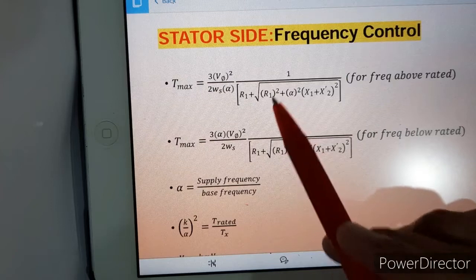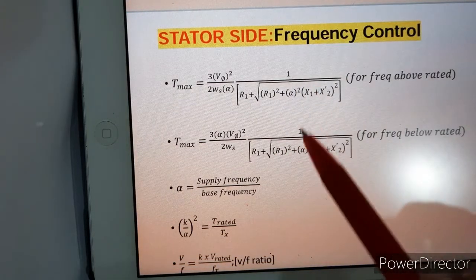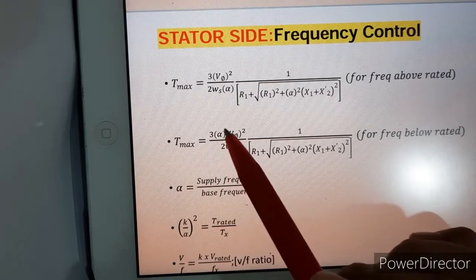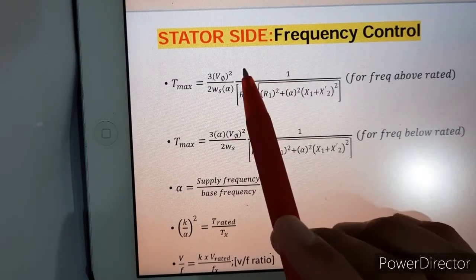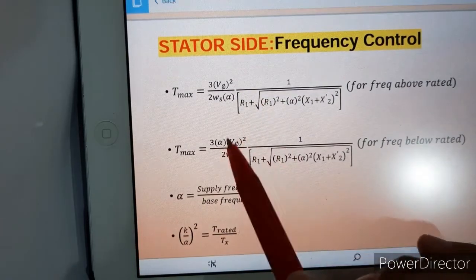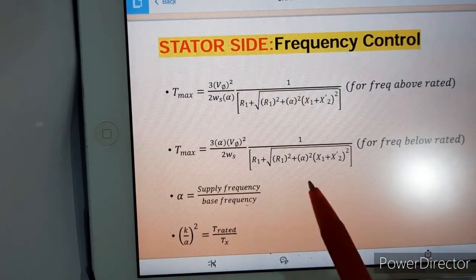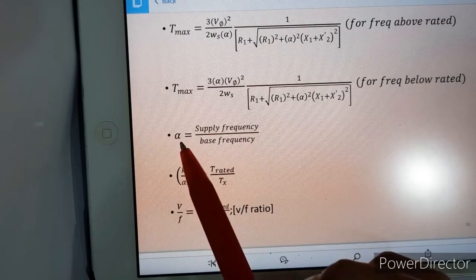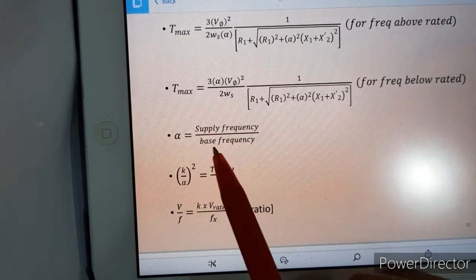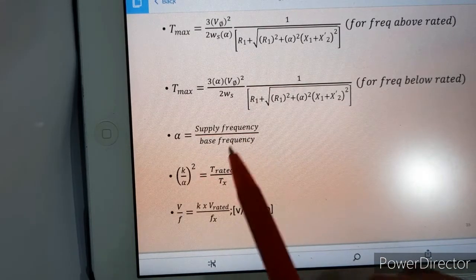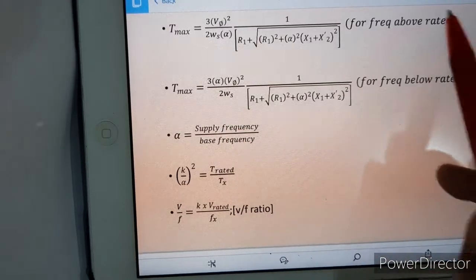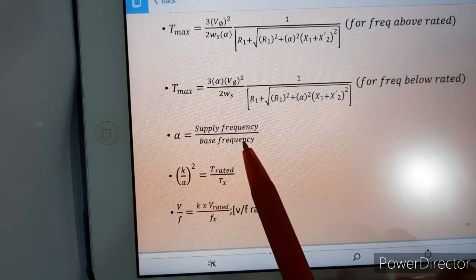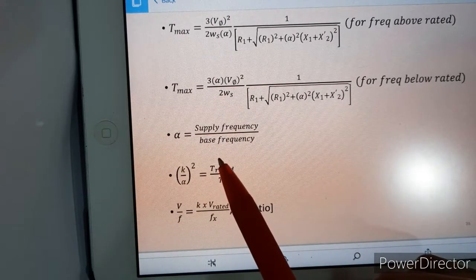The difference between these formulas is the alpha. This one is divided by alpha, this one is multiplied by alpha, and the rest is similar. So what is alpha? Alpha is the supply frequency divided by the base frequency. Supply is our rated frequency, divided by the base frequency, which is actually our variable frequency.